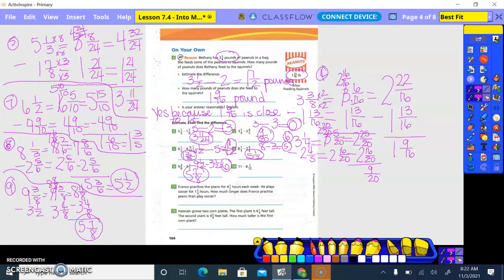Okay. Number 10. So 11, right? You have to estimate that, and then 8 and 1/12 would be estimated to 8. So that equals 3. Okay. So 11 minus... Oh wait, hold on. This is number 10.